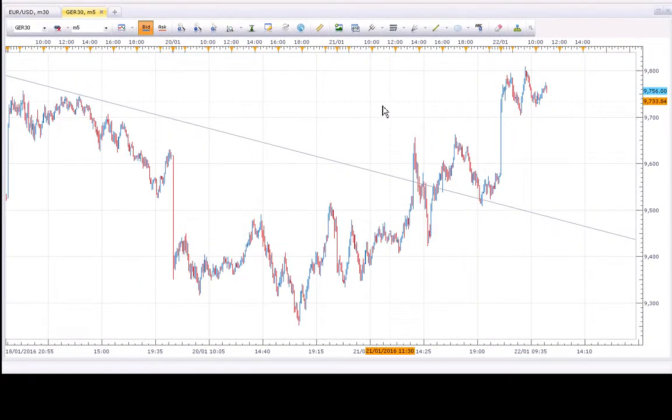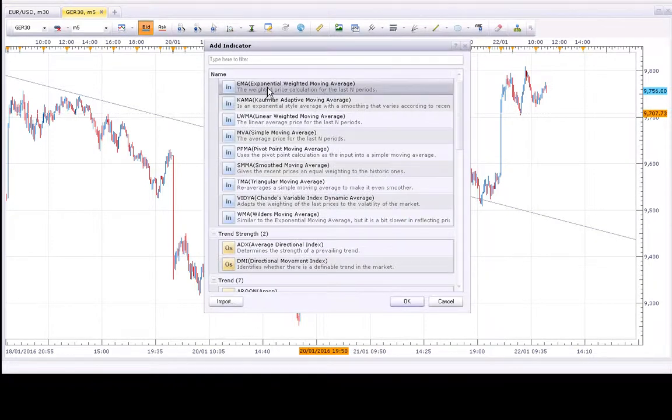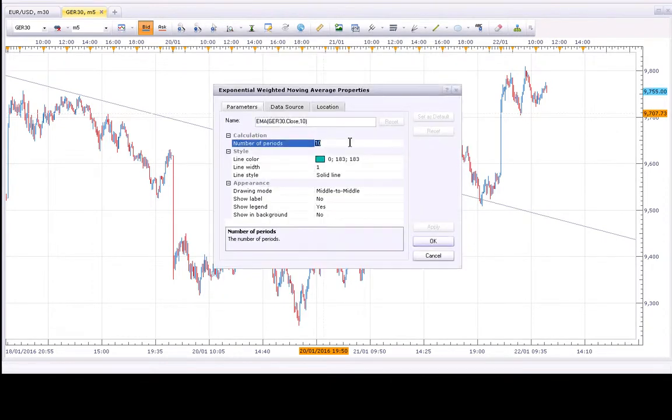So what we're going to do is apply a moving average, which is hopefully going to confirm this. And for the purpose of the video, I'm going to use an exponential moving average. The other option you can choose is a simple, or I don't know if smoothed moving average is another way they call it, but I'm just going to use an EMA, an exponential weighted moving average. So let's click on that. I'm going to choose a 50 period moving average.